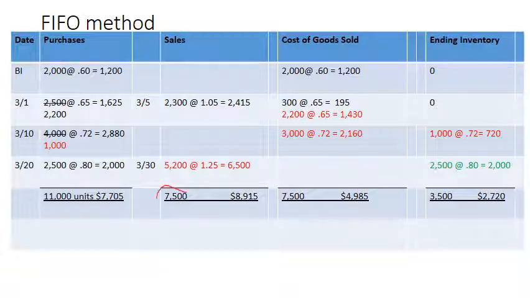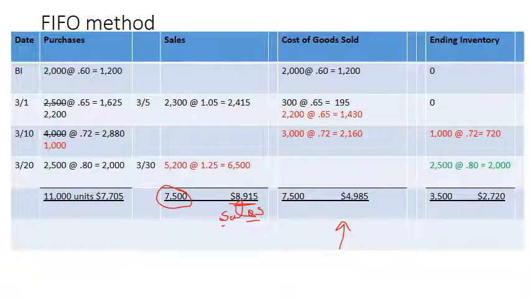So we sold 7,500 units, and this is the sales price. Okay, so remember, this is the sales price. So if we want to figure out gross profit, we have to take this selling price and subtract this amount here, because that is the cost of the goods sold.